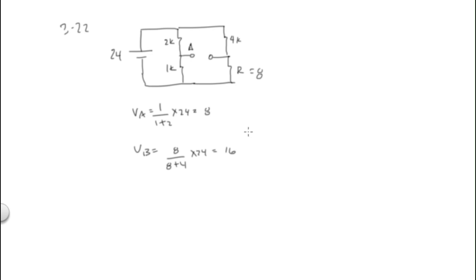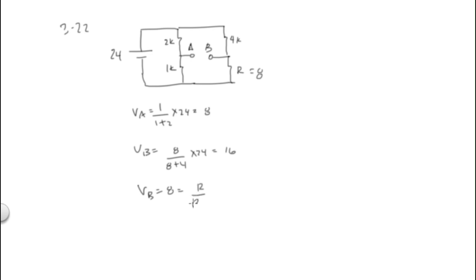Okay, find the voltage of this resistor. That would be 16. Find the value of R that reduces VAB to 0. So this would be 8 volts. So I could say VB equals 8, equals what?